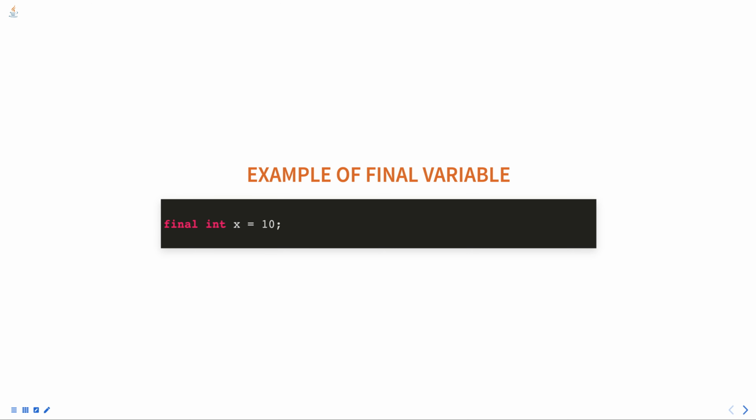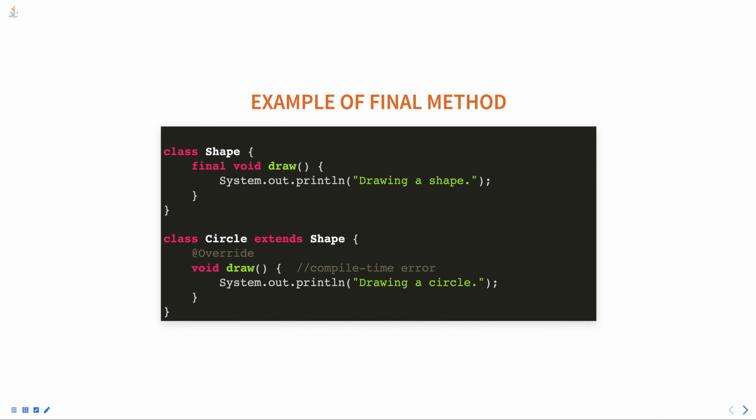A final variable. In this example, the variable x is declared as final and its value cannot be changed after it is initialized.